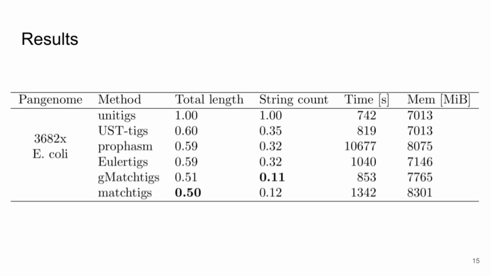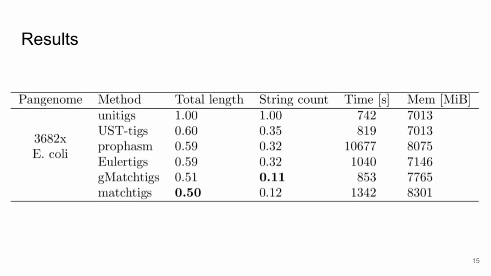So here we see by just stitching the UNITIGS we can get about 40% smaller in total length, and the number of strings in the solutions goes to about 35 to 32%. But here we see that ProfASM is almost optimal already. So Euler-TIGS is the optimal solution to the problem that ProfASM tries to approximate. And we see that ProfASM is within 1% of the optimum already. So the heuristics work very well in this case.